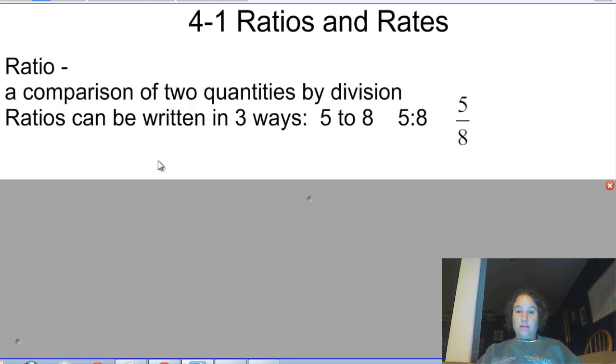All fractions can be thought of as ratios, but not all ratios are fractions. So fractions are a subset of ratios.